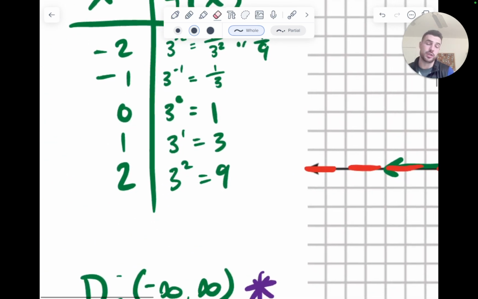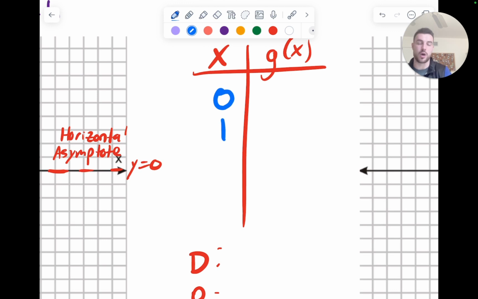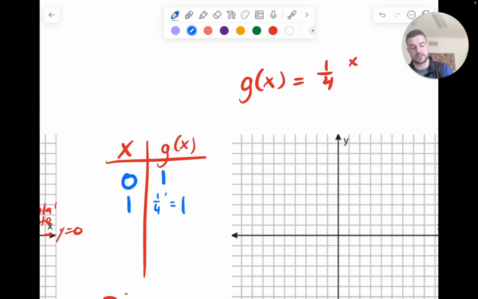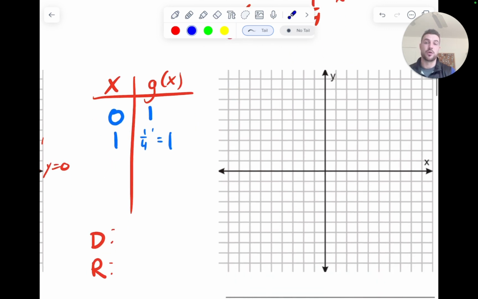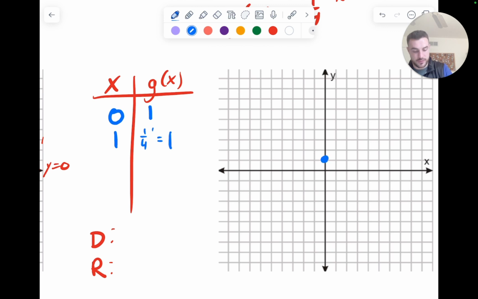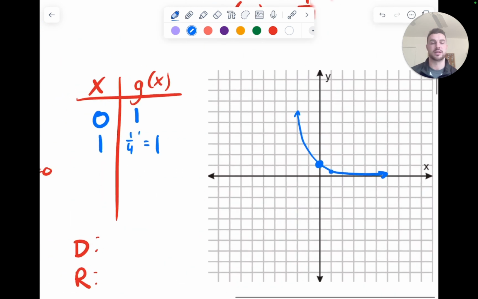We only need two of them, really. And those two x values we're going to want to plug in are going to be 0 and 1. The reason is that anything to the 0 power is 1, and anything to the first power is just itself. So all I did is take these values and plug them in for my exponent. So I've got 0, 1, and then I have 1, 1/4, which is right about there. And if we were to connect these, we should be able to figure out that our trend is going to continue in both directions, and we're going to look just like this.